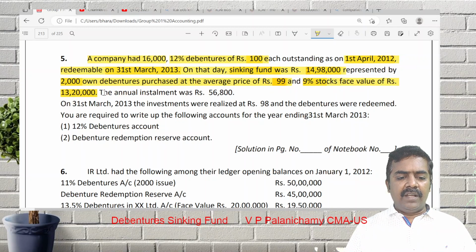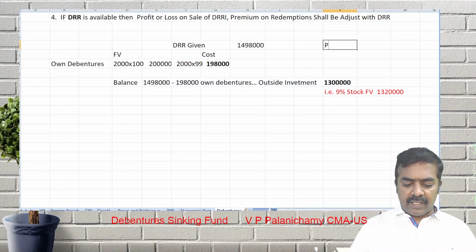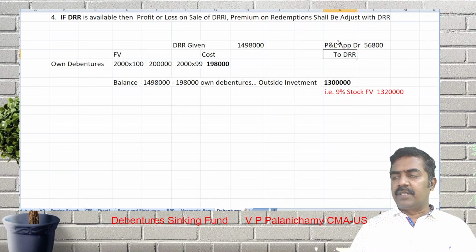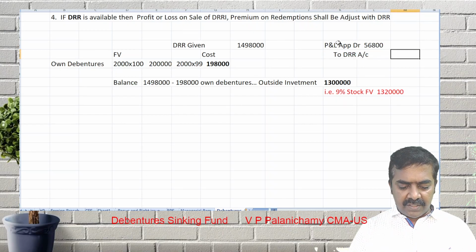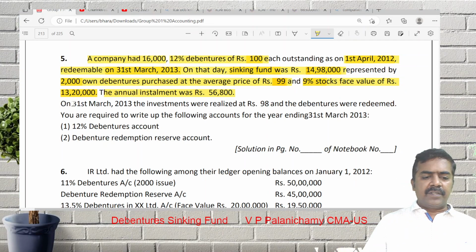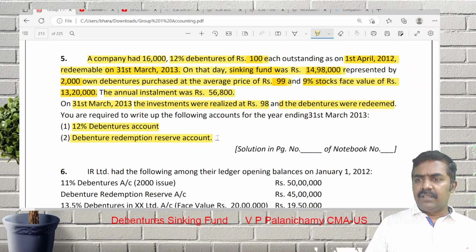The annual installment is 56,800. We pass the entry for the annual appropriation. What entry will you pass? P&L appropriation account debit, 56,800, to which account? Debenture redemption reserve account, sinking fund account. That is what they have given, that 56,800. Read further. On 31st March 2013, investments realized how much? 98, and debentures were redeemed. At the end of the year we sold the investments and redeemed the debentures. Prepare which accounts? Debentures account and debenture redemption reserve account, they have asked.